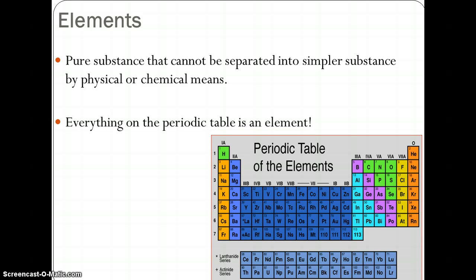Everything on the periodic table is an element, so everything over here is an element. Some examples are Na, which is right here, Cl, and F, which are right here. So fluorine, chlorine, and sodium are all elements, and we're going to be learning more about these this year. But anything on here is an element, and they're the simplest form of matter.